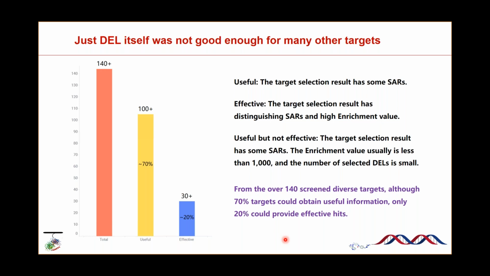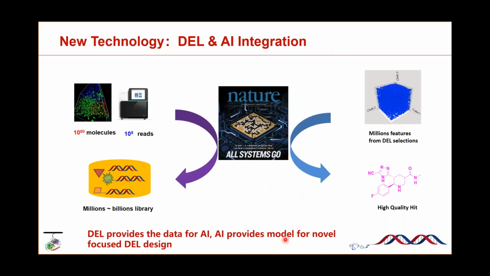So roughly, my group found around 70% of protein targets could give you useful information, but we do think that DEL itself is not enough to give you high quality hits, or to take hits to leads. So we think about whether we could integrate artificial intelligence with DEL, and whether by this type of combination we could make this technology more useful and make hit identification and hit-to-lead optimization more effective.